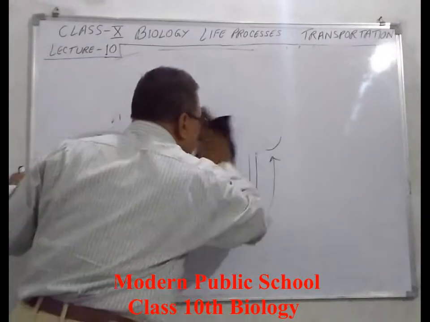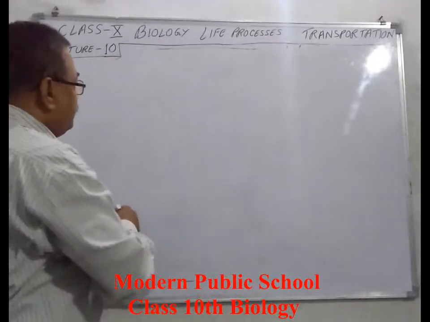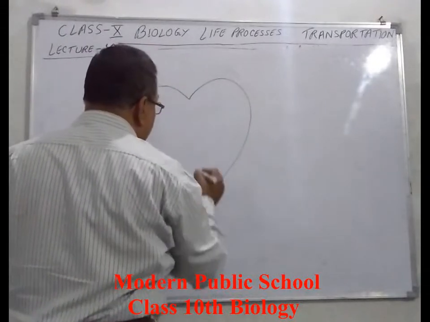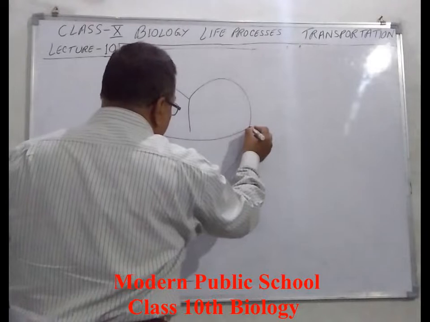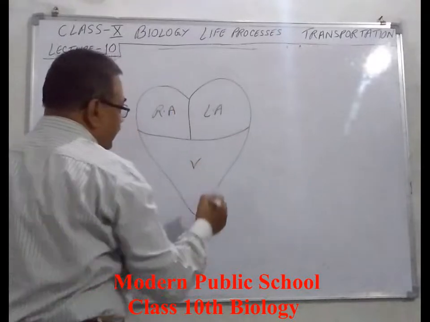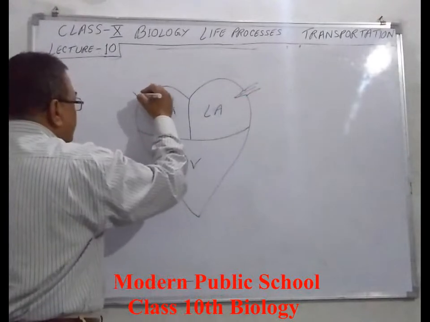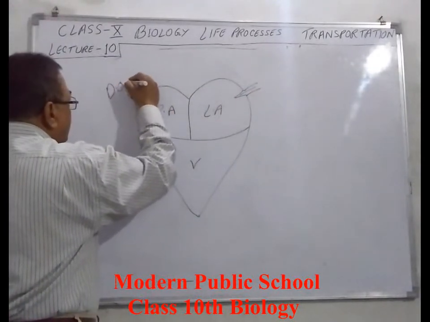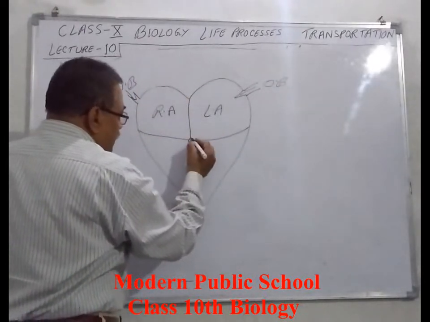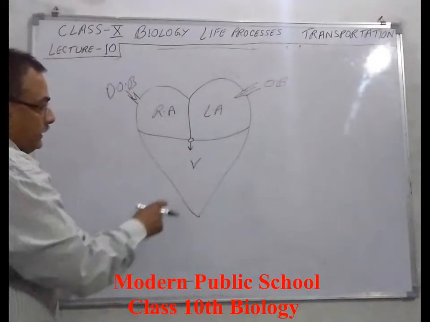But in amphibia and reptiles, there is a three-chambered heart, two atria, left atrium, right atrium. This one is ventricle. What will happen? Here oxygenated blood comes, here deoxygenated blood comes. And from both atria, the blood comes inside ventricle. This is ventricle.